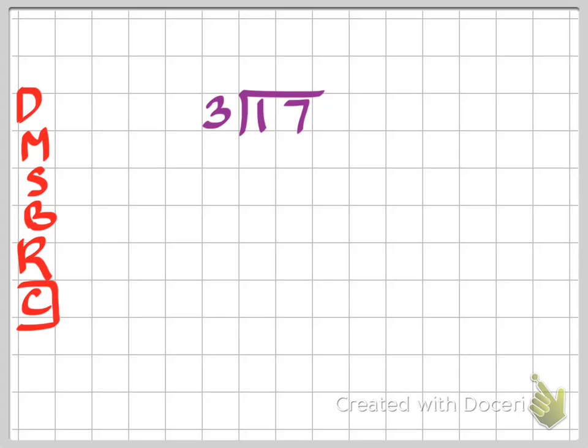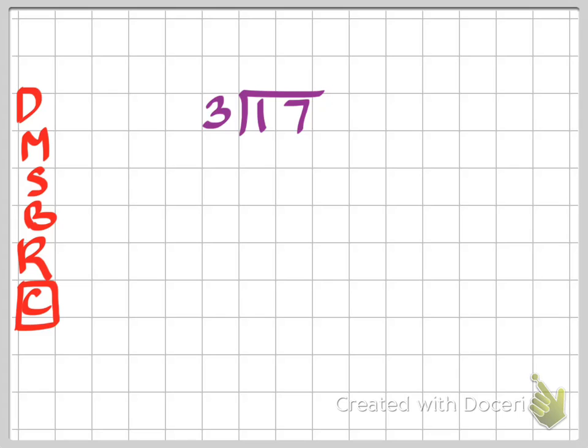And here we have 17 divided by 3. Now what I want you to do is I actually want you to go ahead and divide, multiply, and subtract, and then bring down and stop. Okay, so pause me, divide, multiply, subtract, bring down, and then stop. Don't go back, don't repeat it, just stop. And then come on back and check your work, okay?